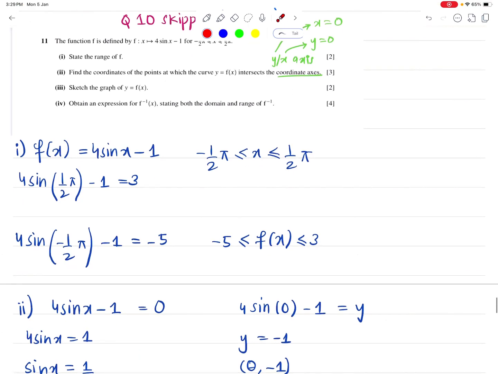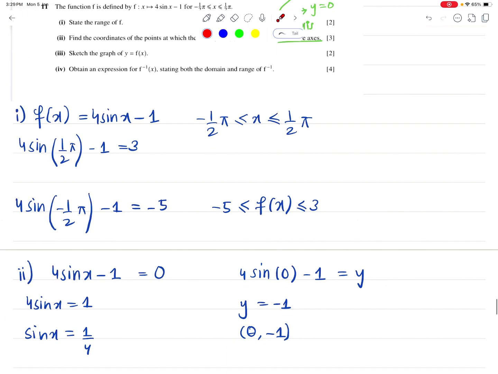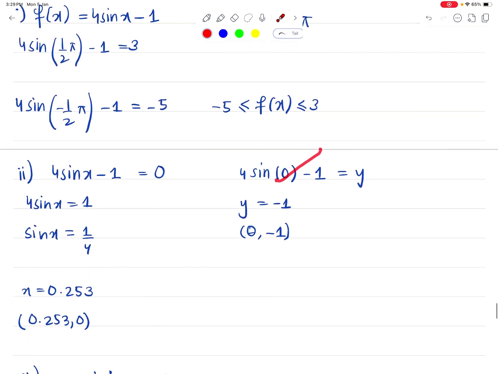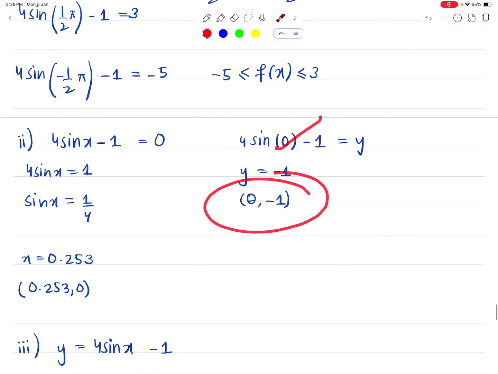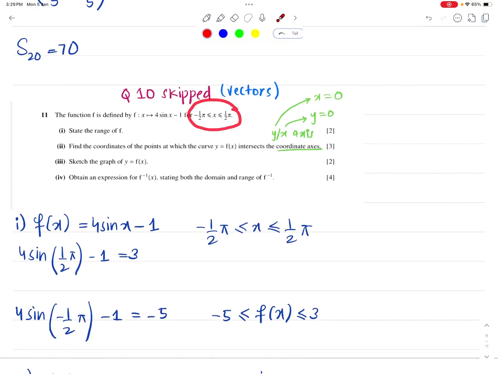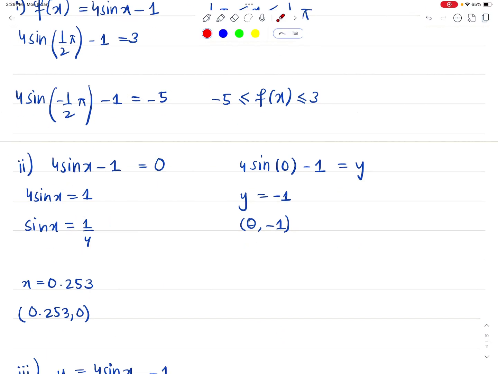One by one, first I put y as 0. In the next part I put x as 0, and over here you just get one coordinate, but over here you will have to take the inverse sine of 1 over 4. And remember that this question is in radians because you had pi over here. So when you're doing this calculation, your calculator must be in radians. So this gives you this coordinate and this coordinate.